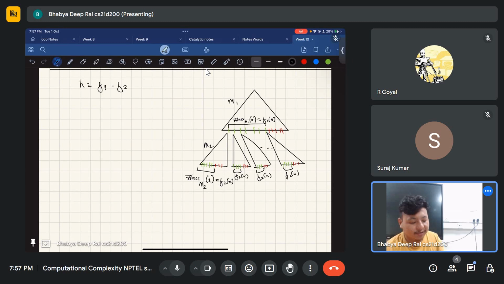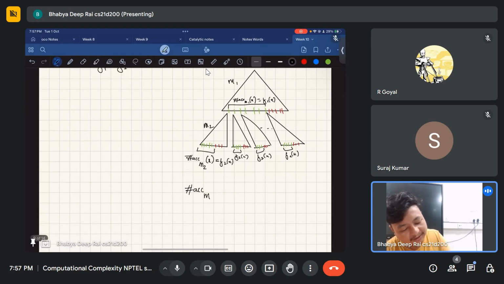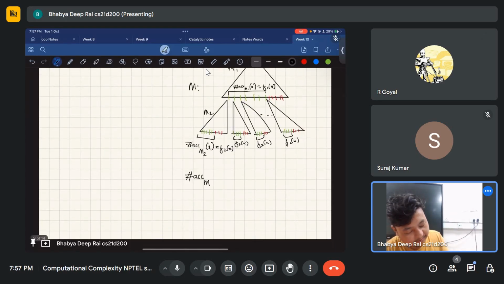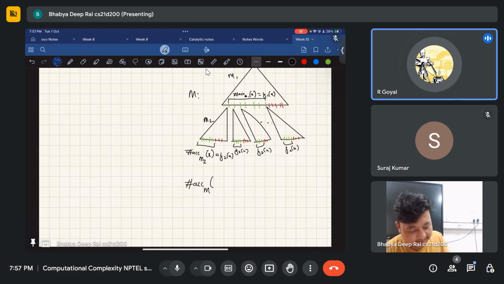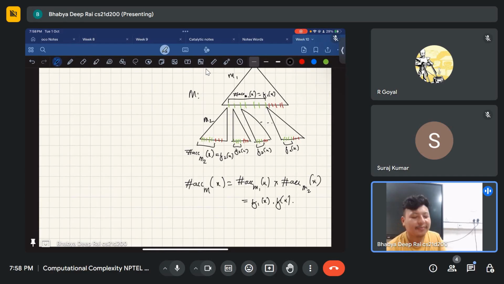Okay. So what is the total number of accepting paths? That is the number of accepting paths of machine M. I'll call this entire machine M. F1x into F2x. Exactly. The number of accepting paths of M on x is equal to the number of accepting paths of M1 on x times the number of accepting paths of M2 on x, which is equal to F1 of x times F2 of x. So this is how you can compute the product.